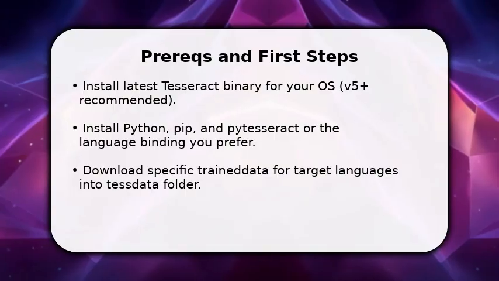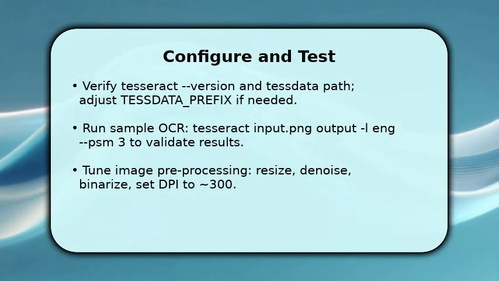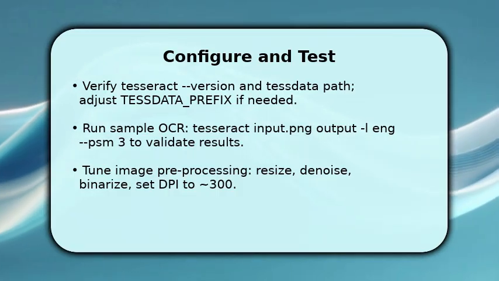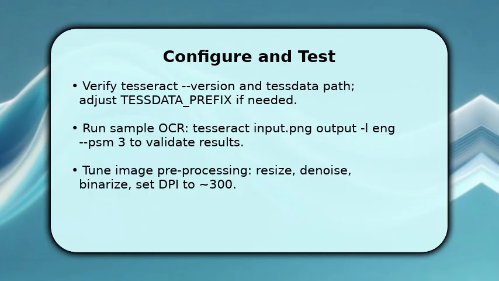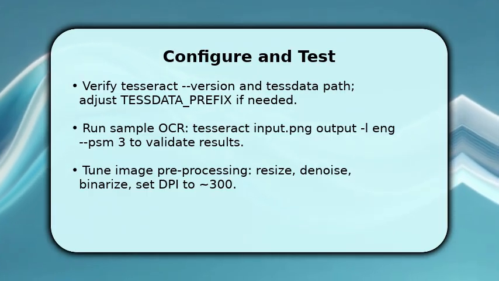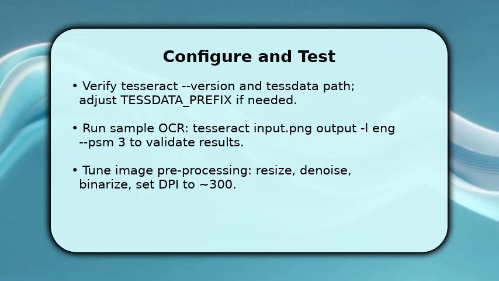You now configure and validate Tesseract. Run tesseract --version and check the tessdata path. If output is wrong, set TESSDATA_PREFIX to the tessdata folder. Then run a quick test: tesseract input.png output -l eng --psm 3 to see baseline output.